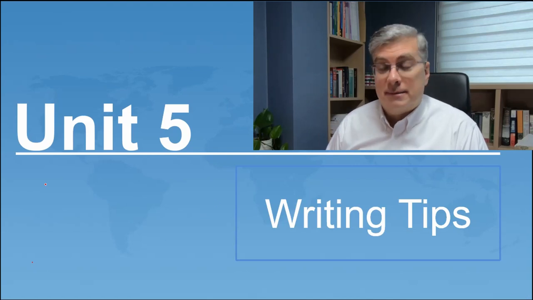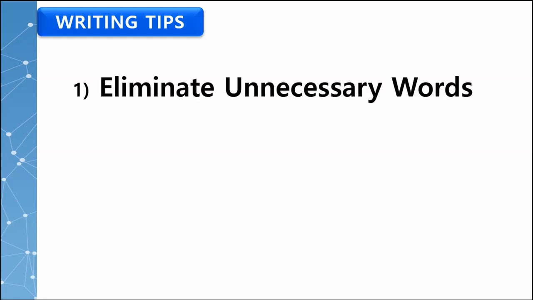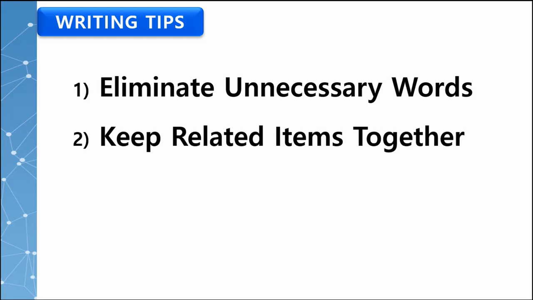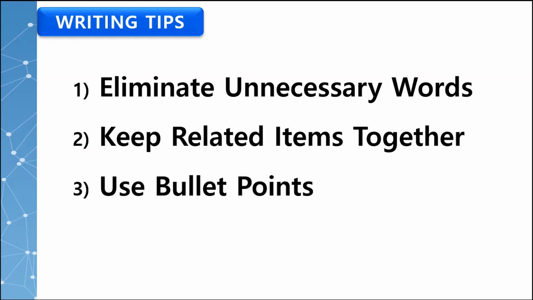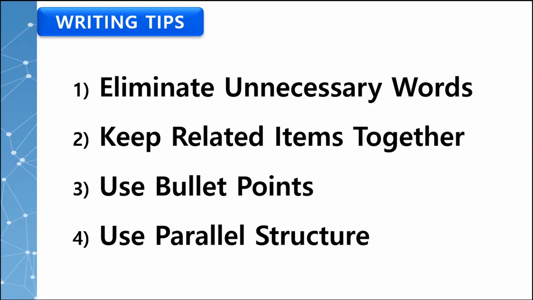So let's get started. Now, Unit 5 actually has four major sections. We're going to be talking about how to eliminate unnecessary words, how to keep related items together, how to use bullet points, and how to use parallel structure.